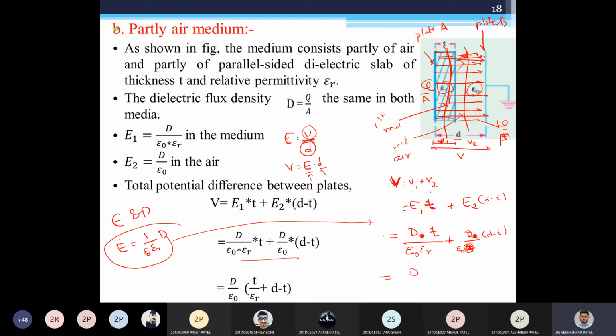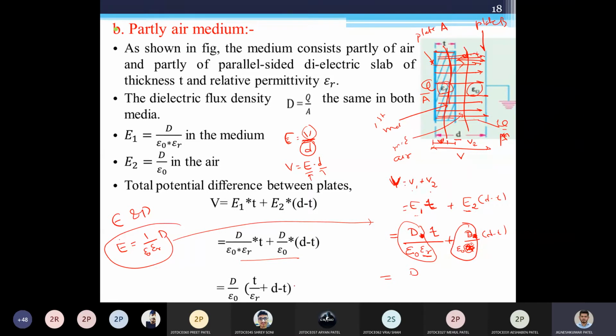Then why have I written E1 and E2? How will those two values be separated? It is separated based on this epsilon R. You can see here the E1 is actually D upon epsilon 0 epsilon R, and here E2 is only D by epsilon 0 because this is air. So the field strengths can be different, but the electrical flux density would be the same in both cases. So I can write D upon epsilon 0 epsilon R into T plus D upon epsilon 0 into d minus T. So this is the simplification.